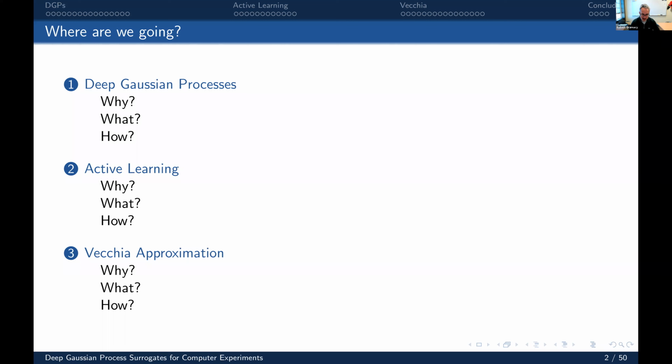All right, so here's the outline. I have three things that I want to tell you, and I'm going to break those three things down into why, what, and how. So we'll start with deep Gaussian processes, and then we'll use deep Gaussian processes in active learning, and then we'll scale them up with the Vecchia approximation. So that's my goal for today.